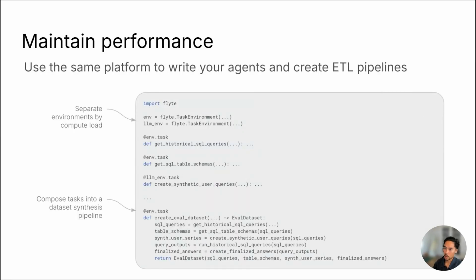So you would basically use the same platform, the same tool, to write your own agents as well as create your own ETL pipeline. What we're looking at here is just some pseudocode for this data synthesis pipeline to create your eval data set. And wouldn't it be nice if you didn't have to adopt another tool?